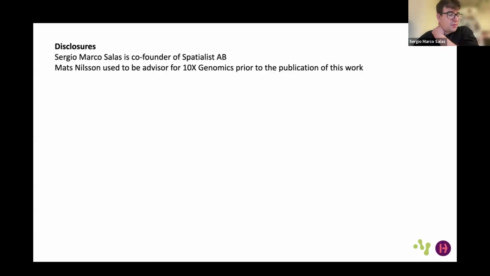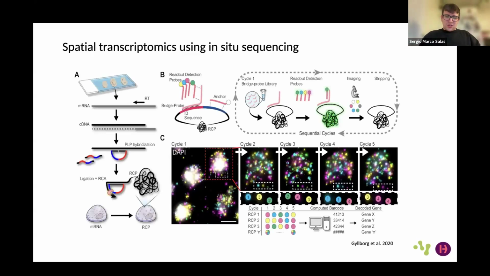First of all, I'm gonna be talking about different technologies that are commercially available, and I just want to make some disclosures. I'm co-founder of Spatialist, which is focused on spatialomics analysis, and Mats Nilsson, who is my PhD supervisor. He used to be an advisor for Next Xenomics, but that was prior to the work that I'm presenting today.